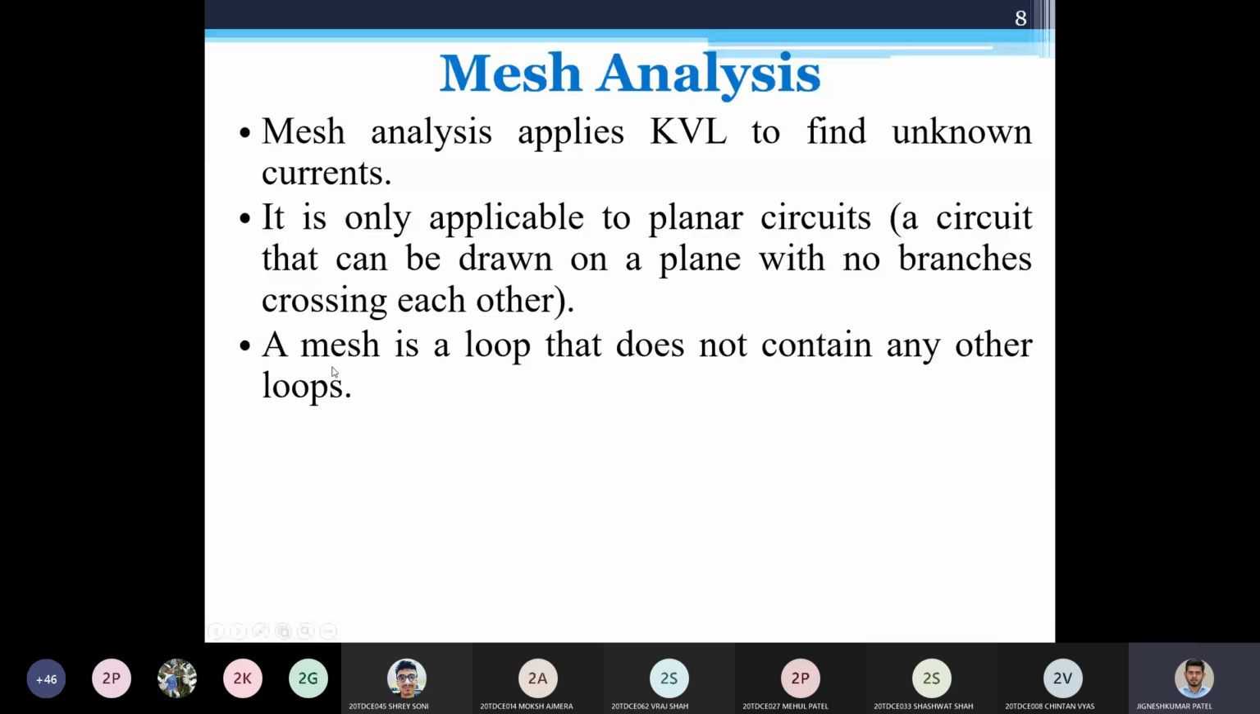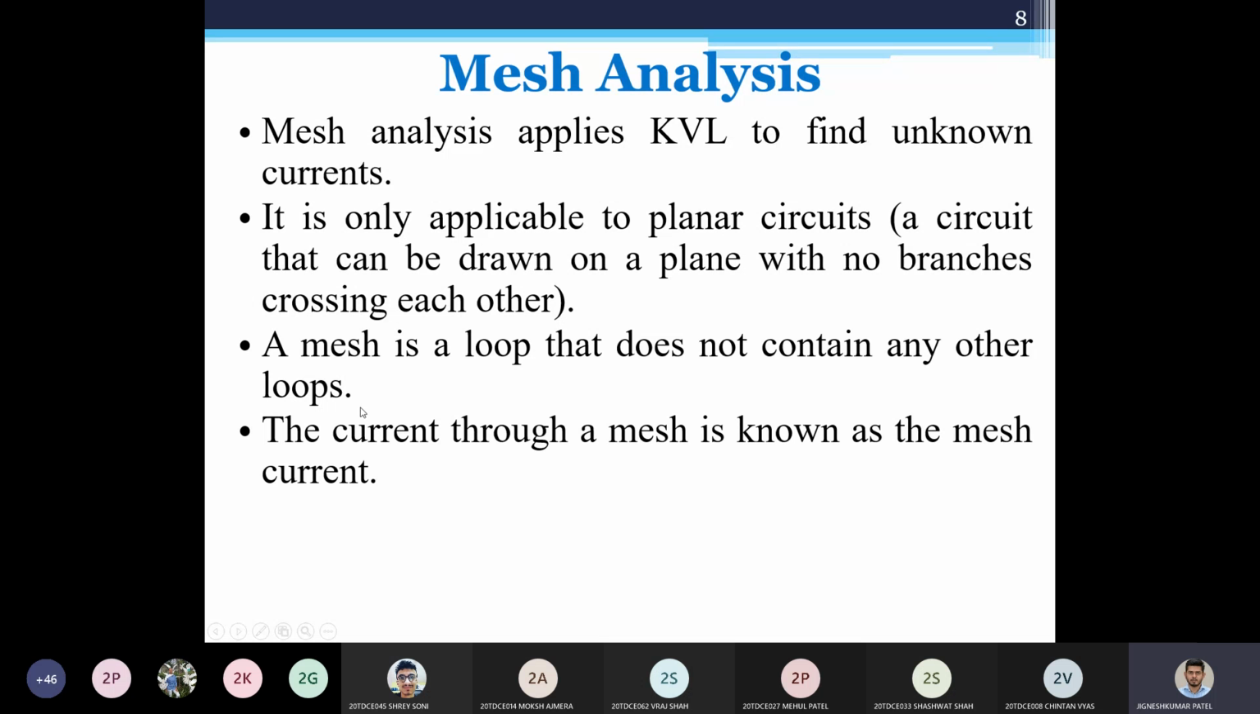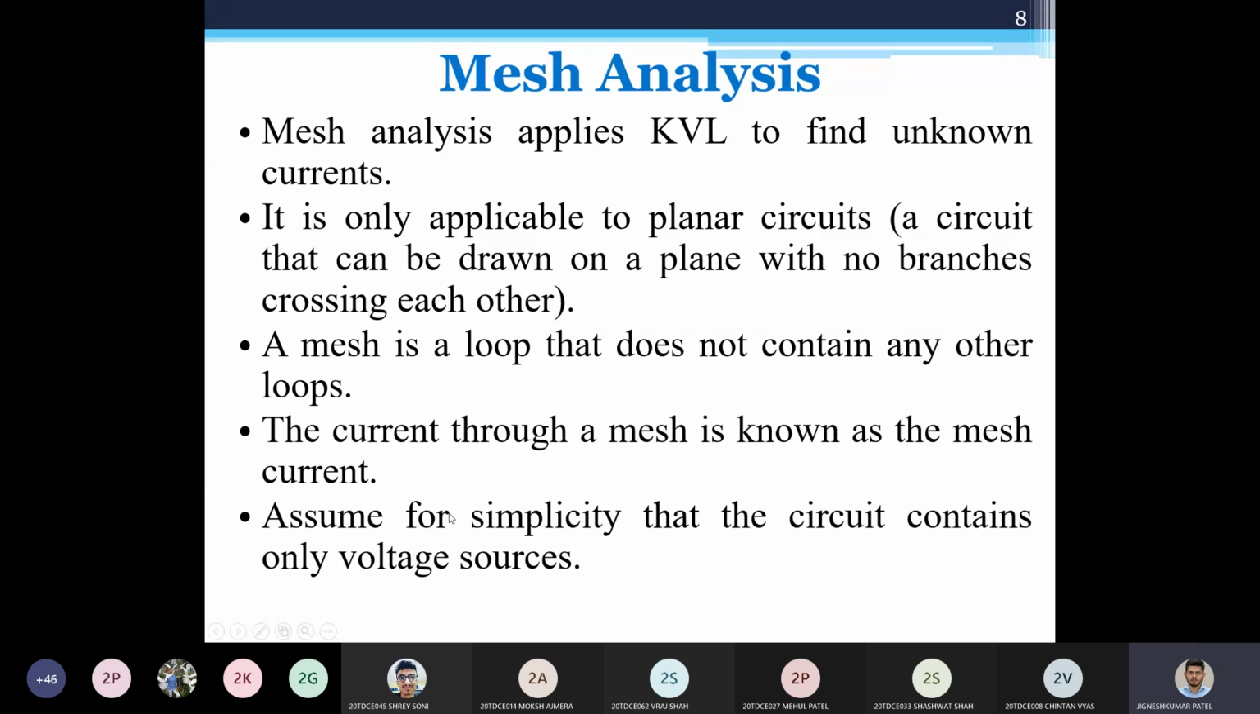Again, this is the definition of mesh. A mesh is a loop that does not contain any other loop. So you have to take the elementary loop. Then the current through a mesh is known as the mesh current, and using that mesh current we are going to find the actual current. Assume for simplicity that the circuit contains only voltage sources, and if there is any current source, then you have to remove that current source. So you have to assume that there are only voltage sources.